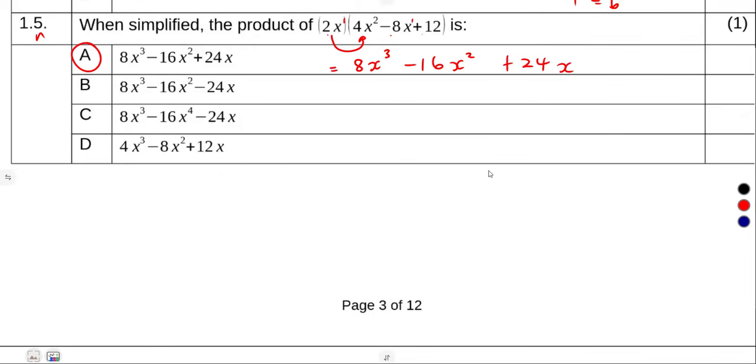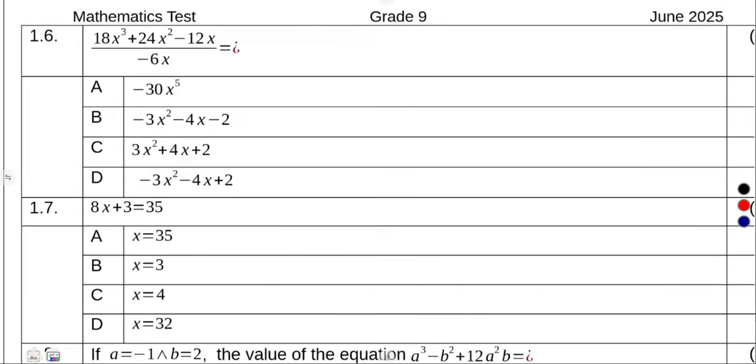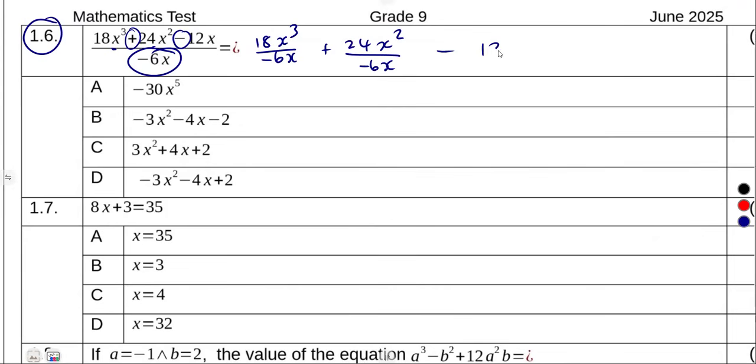All right. So that's where we have got our expression. Then here, simplify on 1.6. Let us simplify this. Simply separate each and every term by what? Negative 6x. So it was going to be 18x to the exponent of 3 over negative 6x plus 24x squared over negative 6x. Then we've got a negative 12x over what? Negative 6x. So this is it.